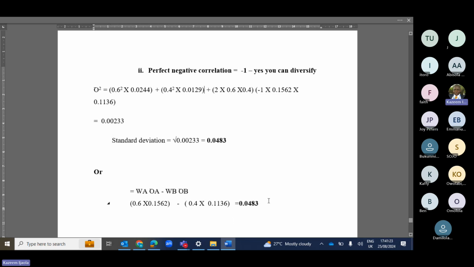Okay, so we have done it now, so it is correct. We got the same answer. Now let's move on to the third one, which is 0 correlation. So 0 correlation, that's the third one.